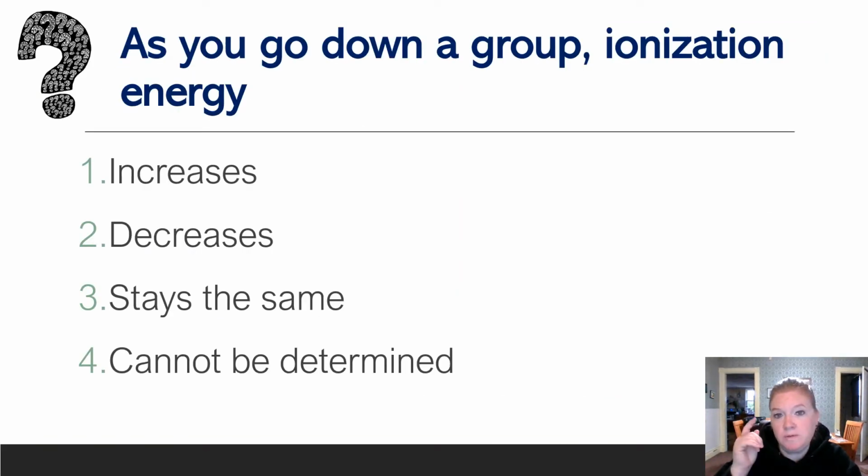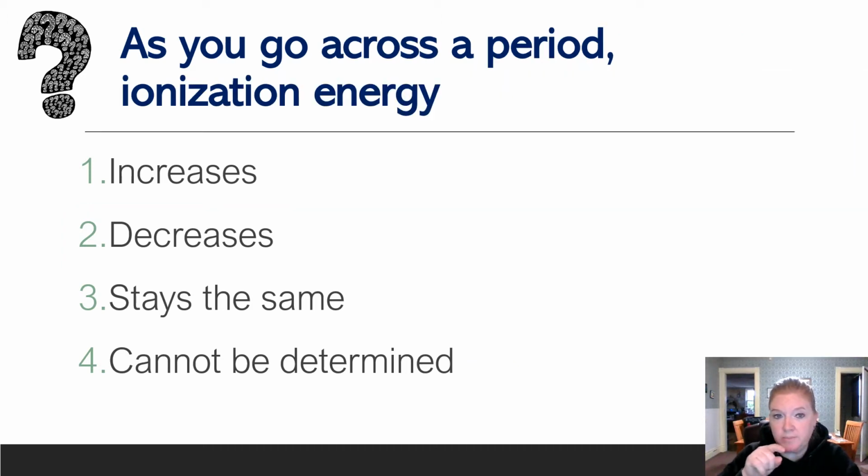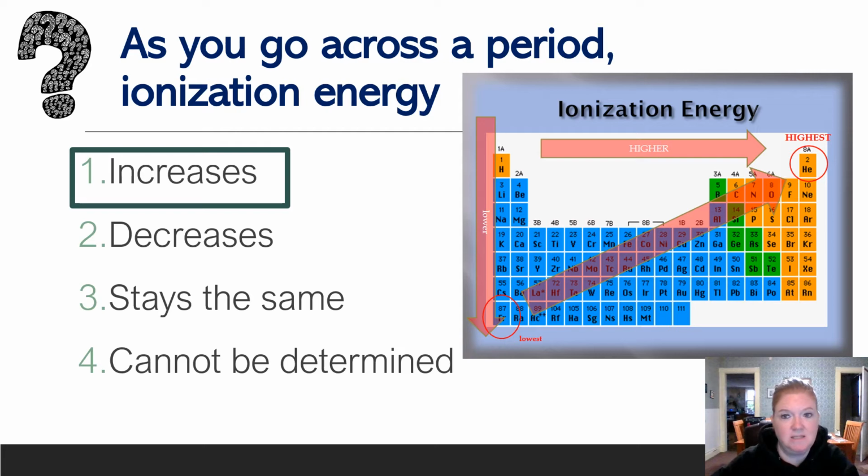All right, so as you go down a group, what happens to ionization energy? It decreases. As you go across a period, what happens to ionization energy? It increases.